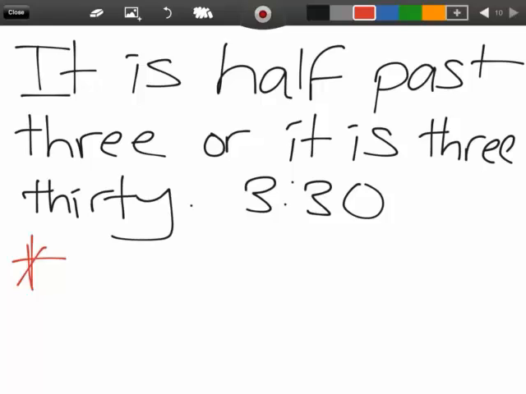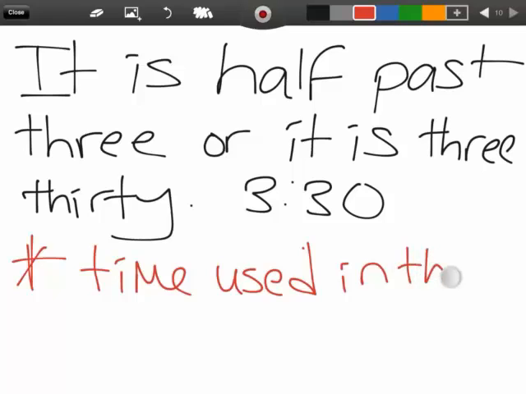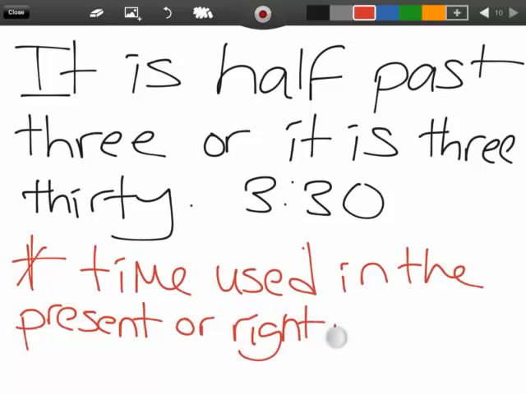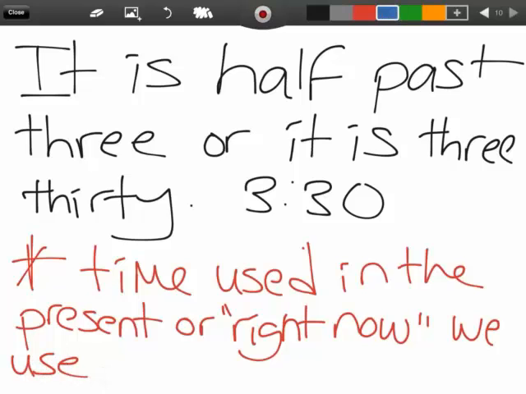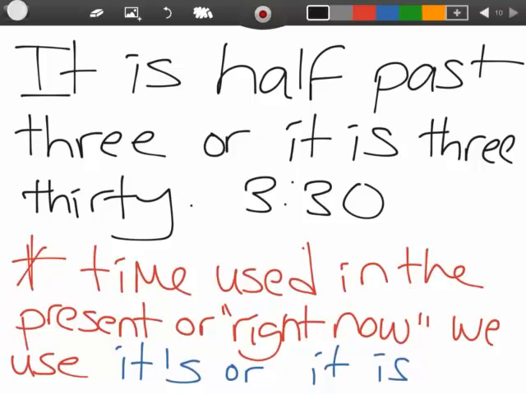I'm going to go ahead and make a note of this. For time used in the present or right now, we say or we use it's or it is. Now moving on to my next section.